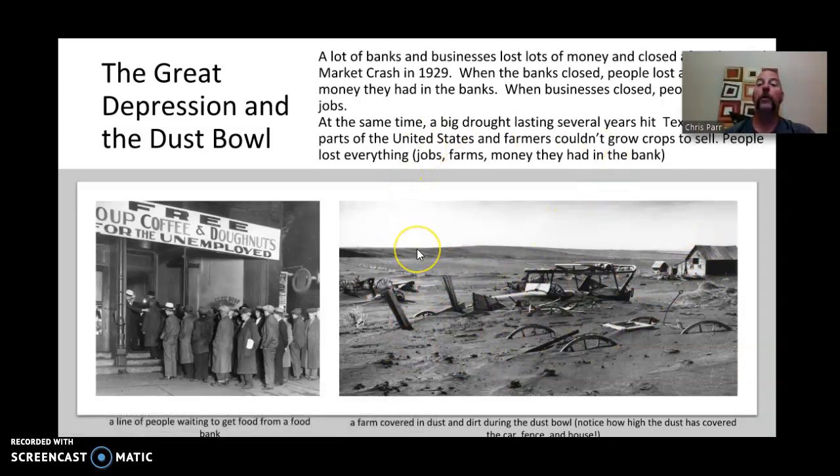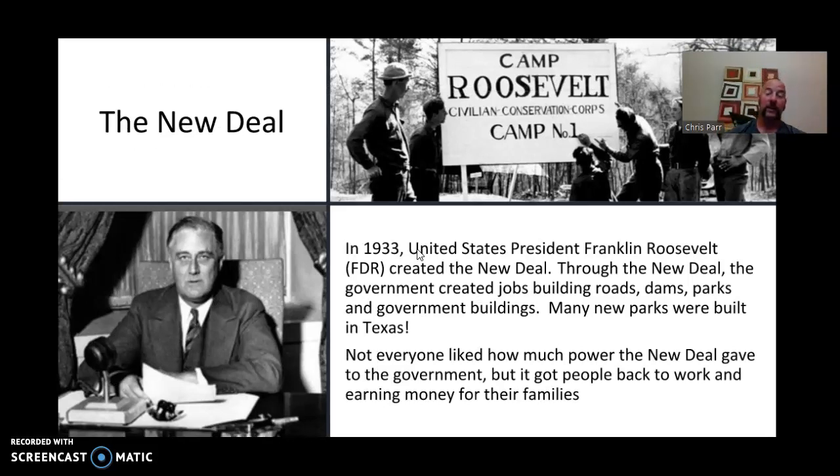Okay. So people are losing everything. And this starts what's called the Great Depression. A really, really hard time in the United States. Millions of people were without jobs. Okay. Farmers were not able to make money. People lost their homes. Banks closed, people lost their life savings. Really, really hard time for people in Texas and the United States.